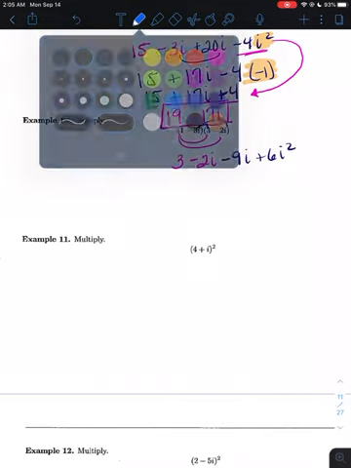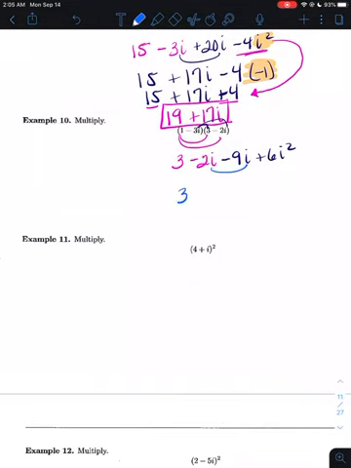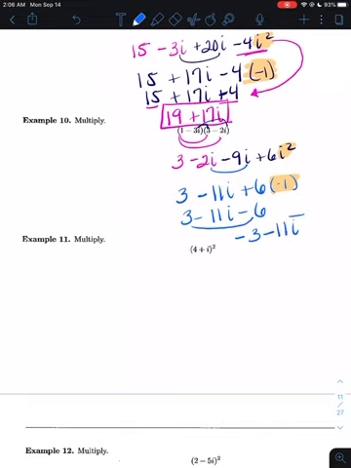Combine like terms. So this is 3 minus 11i plus 6i squared. Remember, i squared is a negative 1, which means that that positive 6 that's in front of it turns into a minus 6. Combine the 3 and the negative 6 together first. When you add those, you get negative 3, and you have that minus 11i behind it.